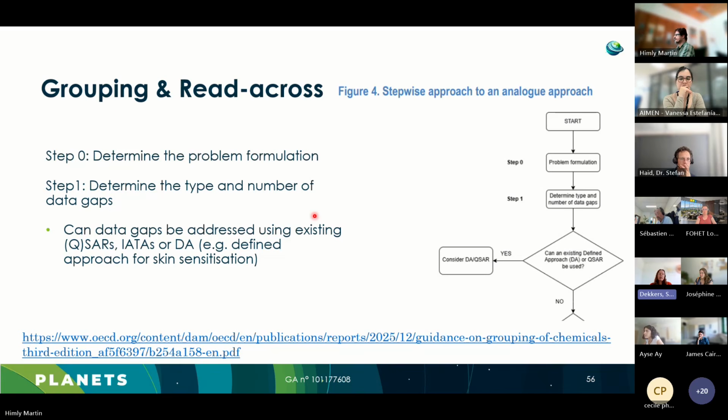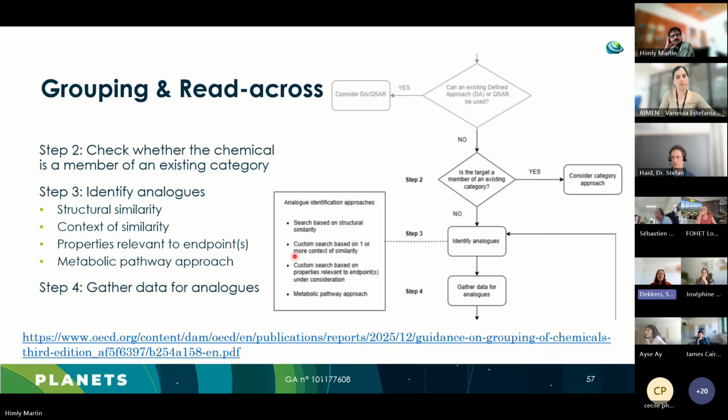So you can then identify the gaps and also have a look, can I address these data gaps with existing methods like QSARs, IATAs, or other ways that have been defined. A defined approach, for example, there's one for skin sensitization. It starts with in vitro assays, and you can follow this approach to fill in these data gaps. But if you don't succeed, you go to the next step, which is on this slide.